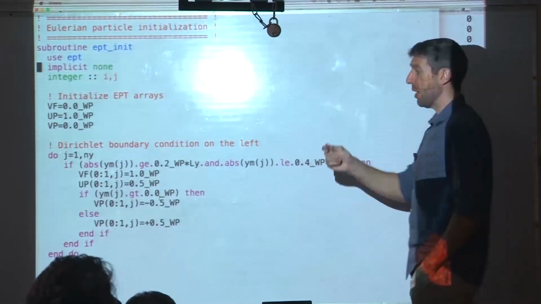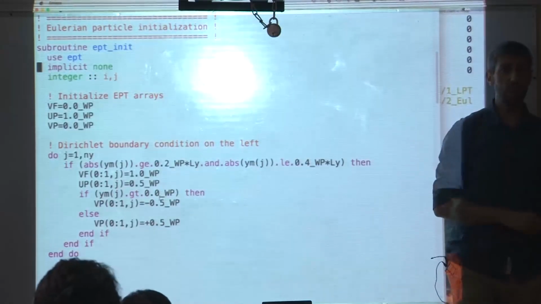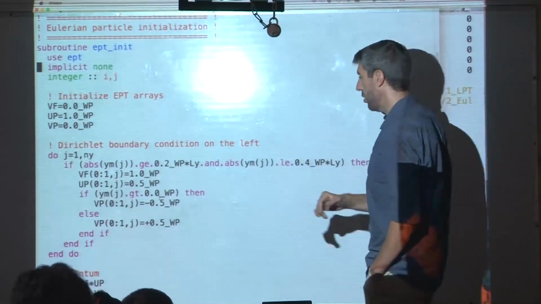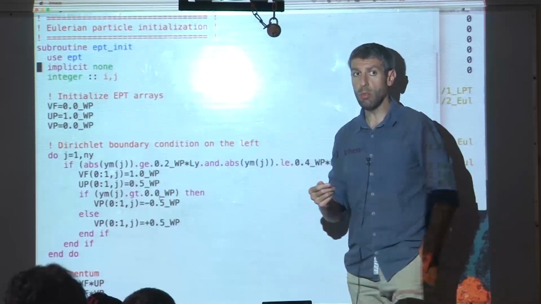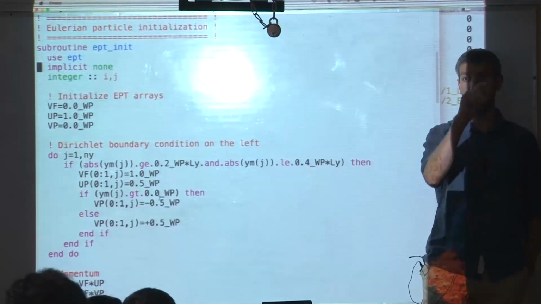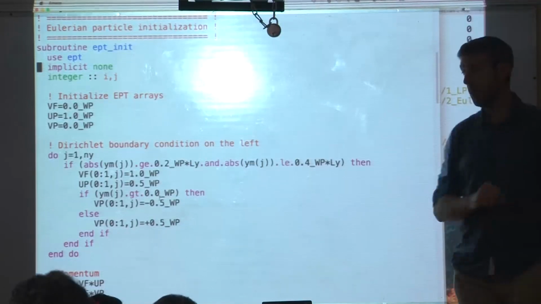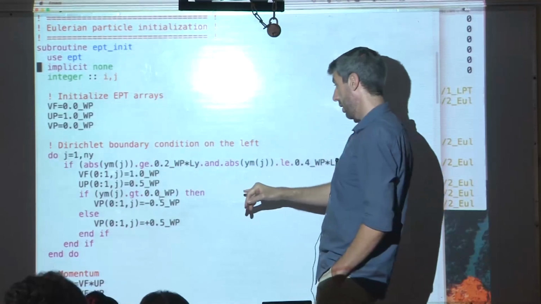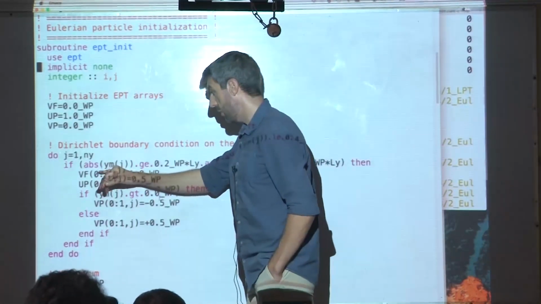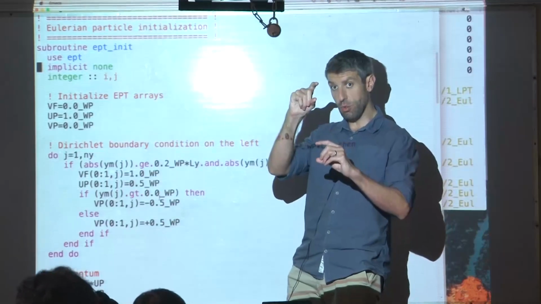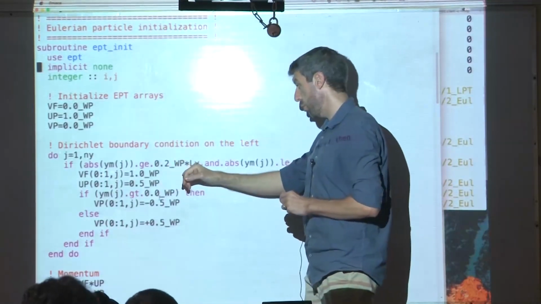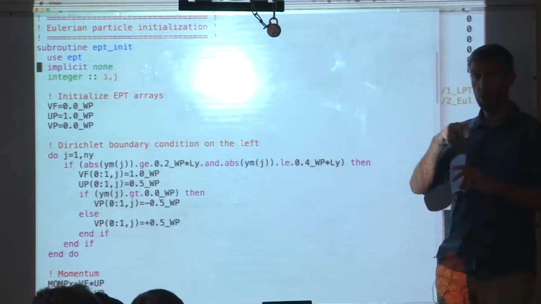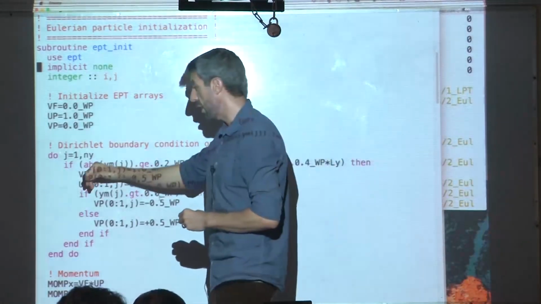I want to mimic what was done in the Lagrangian particle injection. On the left, I don't need to draw random numbers because I know exactly the regions where particles were coming in from the Lagrangian code. I have those two regions contained between 0.2 times Ly and 0.4 times Ly, or minus that. I'm going to deal with both of them simultaneously by putting an absolute value for y.